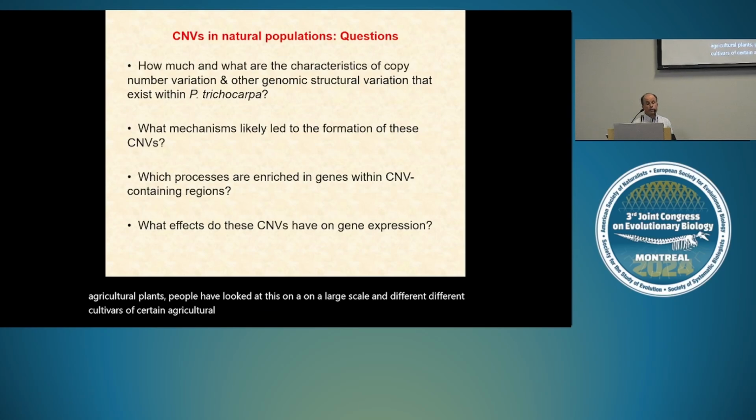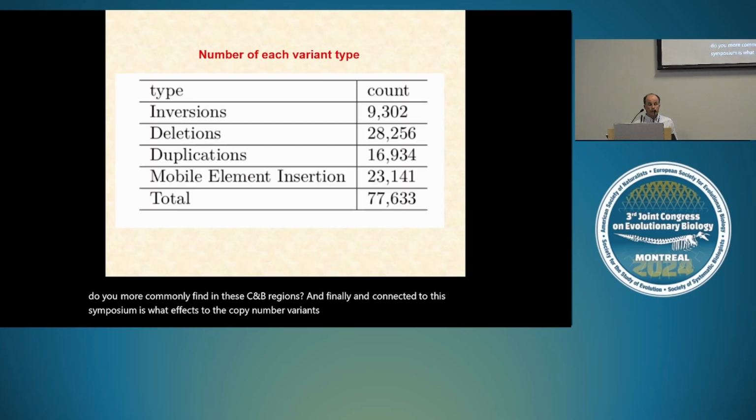In terms of other questions, we're interested in getting insights in terms of mechanisms that led to the formation of these copy number variants based on analogous studies in humans. We were also interested in asking which processes are enriched in genes within the CNV containing regions. So what genes do you more commonly find in these CNV regions? And finally, and connected to this symposium, is what effects do the copy number variants have on gene expression?